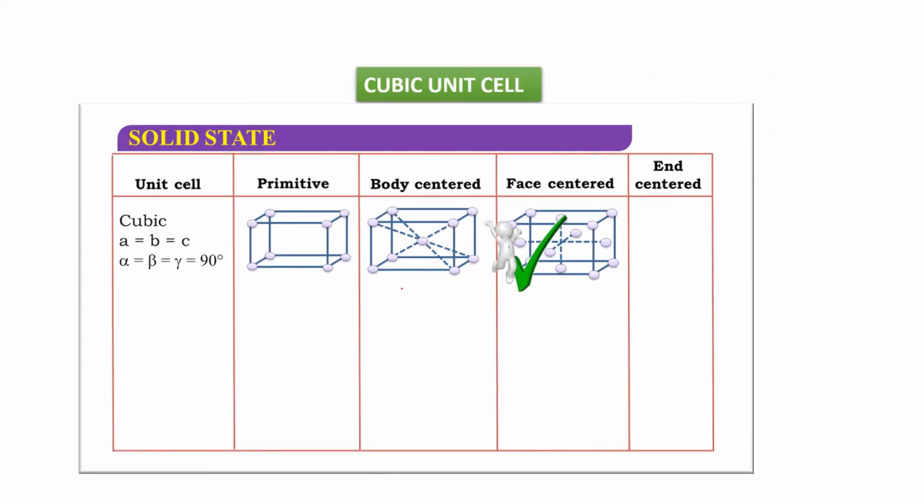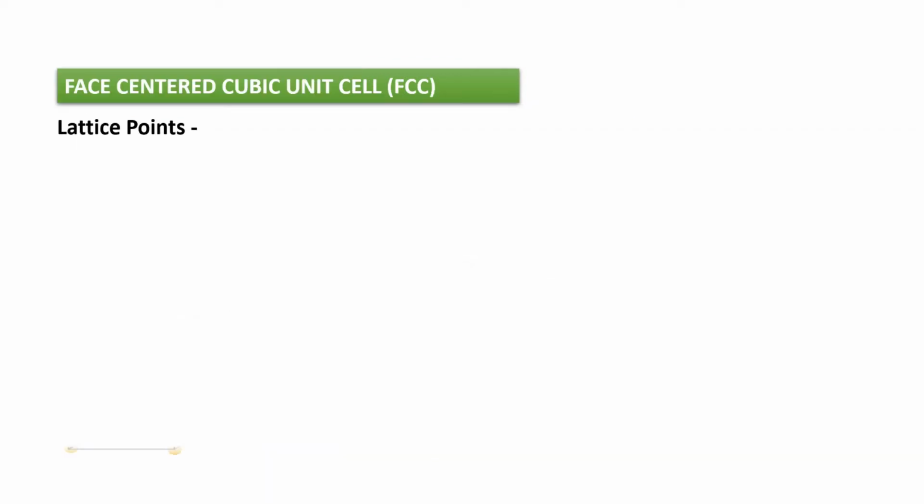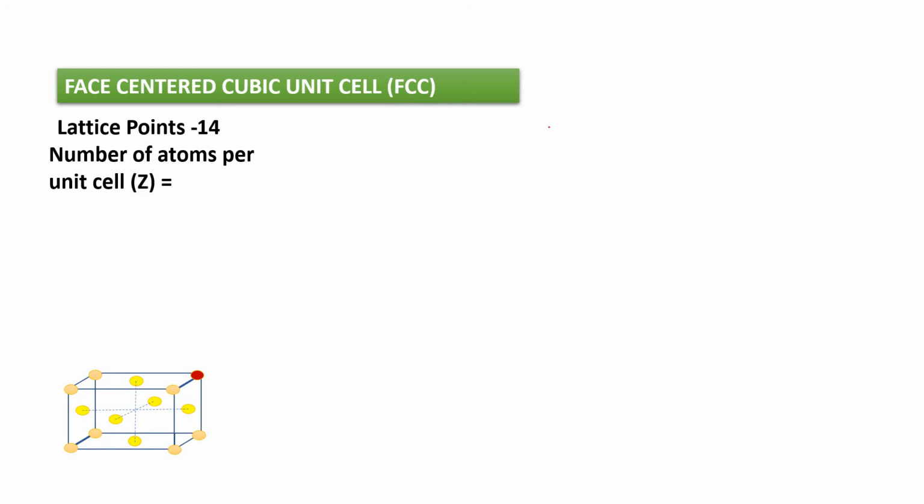Next, we will take face centered. The last one, the face centered cubic unit cell, we will take here. Now how many lattice points are we going to get? 14 lattice points. How? 8 corners plus 6 face centers, and the total will be 14.